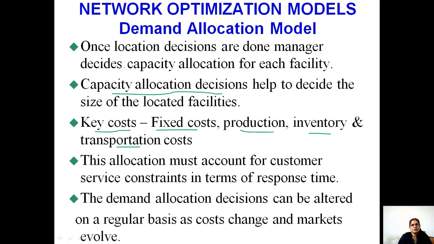Also, while doing this allocation, we have to consider the customer service constraints in terms of response time. I already told you the tolerance of the customer. Are they willing to wait, or do they need the products in a very short lead time? That also matters. Demand allocation decisions can be altered on a regular basis, whenever the costs change or whenever the markets grow.